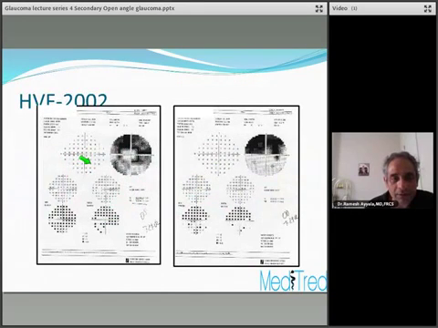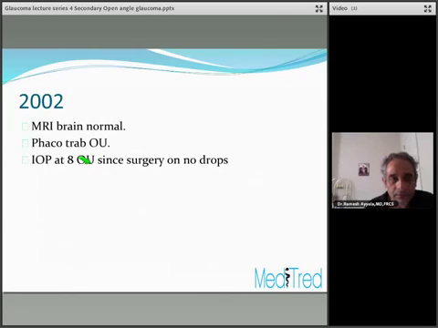Here are the corresponding vision fields. You can see dense scotoma, which is double arcade in nature, and here it's more of a dense superior arcade scotoma. In this particular patient, because of the pallor, we went ahead and did an MRI, which was found to be normal. Patient had some degree of cataract, PSA cataract, and so we went ahead and did a phacotrabeculectomy operation.